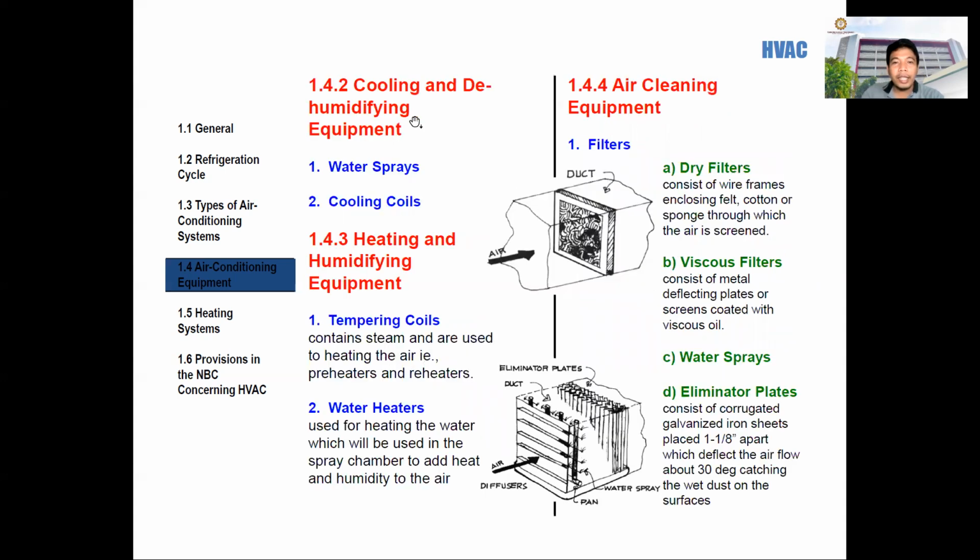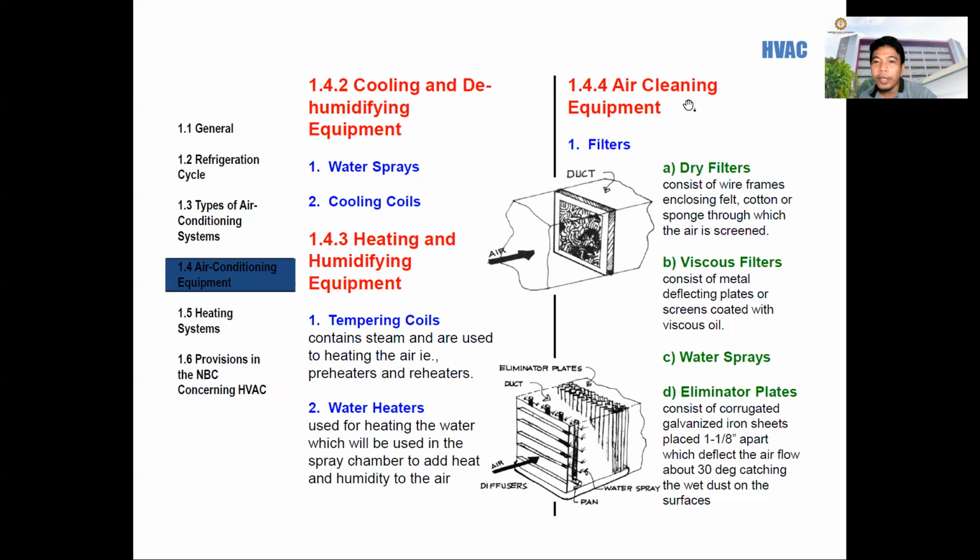Next, we have cooling and dehumidifying equipment. You have water sprays and cooling coils. And then for heating and humidifying equipment, you have tempering coils and water heaters. Tempering coils contain steam and are used for heating the air, for example, as preheaters. And the water heater is used for heating the water which will be used in the spray chamber to add heat and humidity to the air.